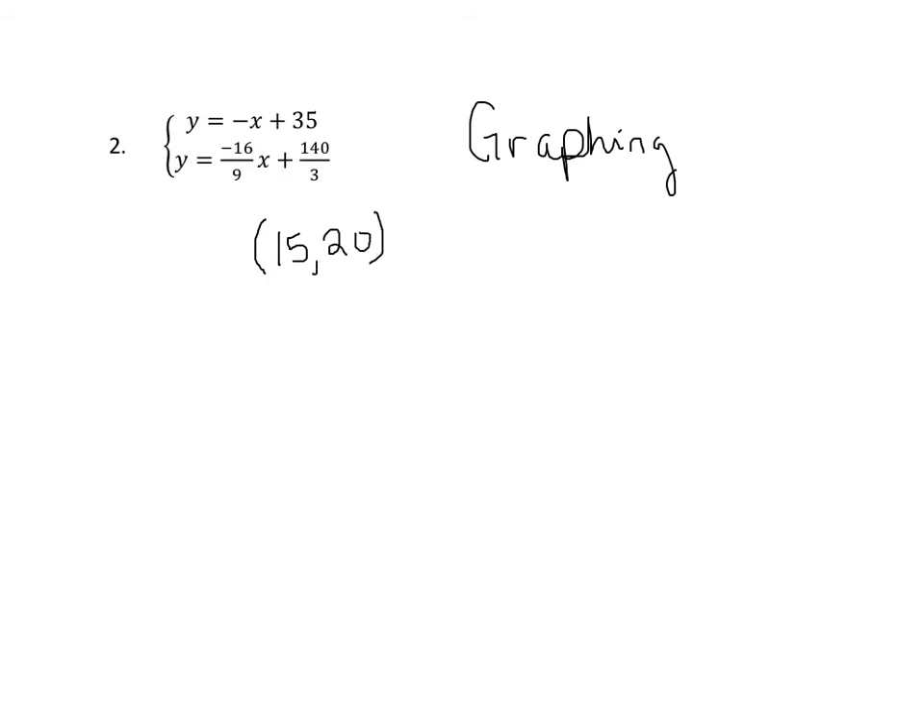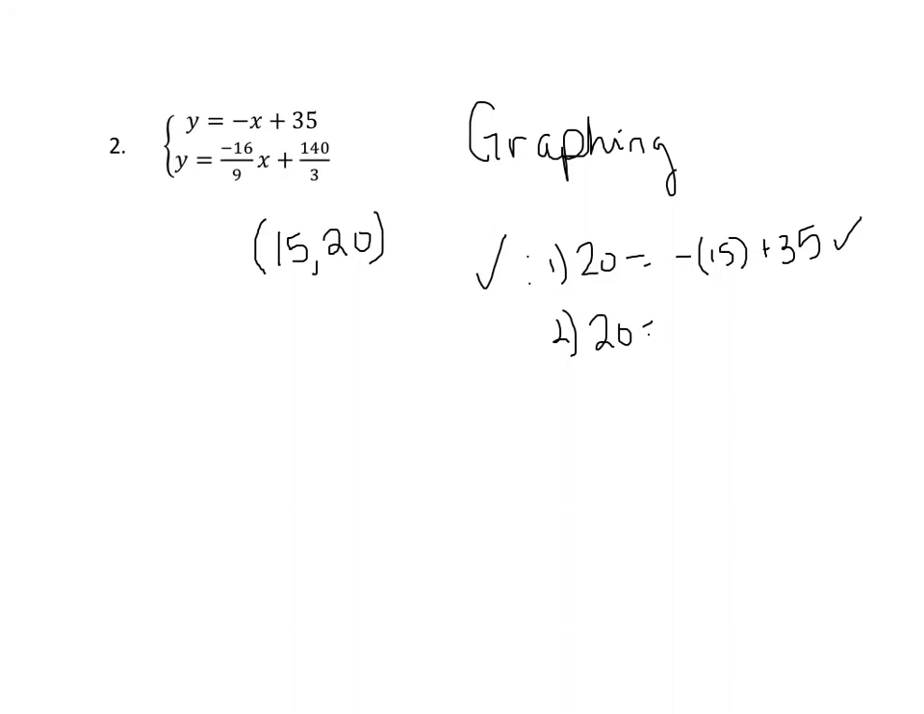And I could go ahead and check that in my equations, check it in the top equation. So here's my check over here. My top equation, I'll plug in the 20 for the y, and that should be equal to the negative x value, which is 15, plus 35, and that checks out because negative 15 plus 35 is 20, so that checks out.